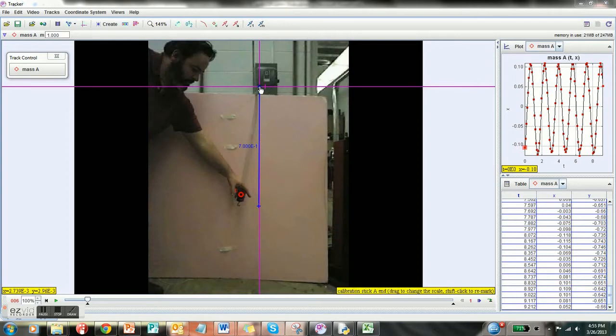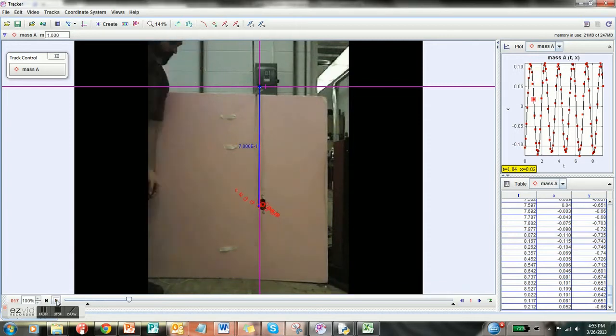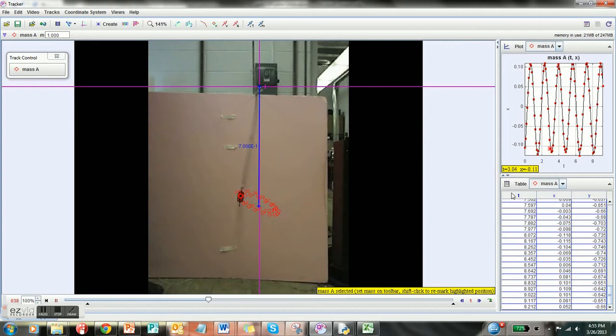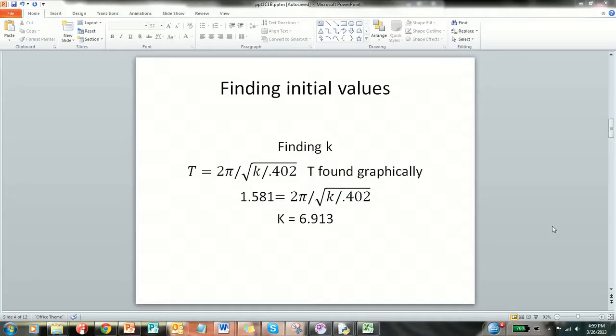I put the origin where the spring is attached and calibrated it at the equilibrium distance of 0.7 meters. Then I tracked the motion of the mass and plotted the x and y positions as a function of time. And here are the oscillations up in the corner.